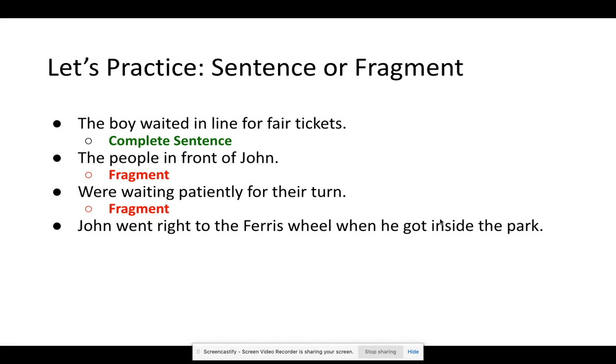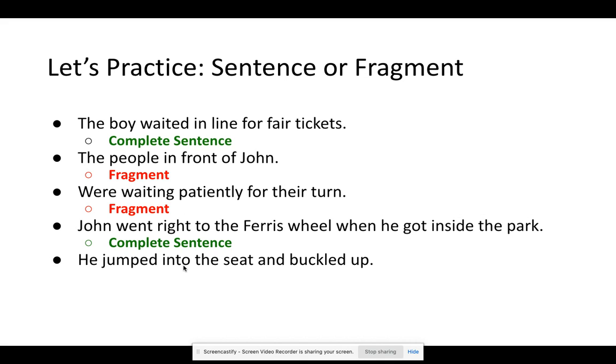John went right to the Ferris wheel when he got inside the park. Is that a sentence or a fragment? That's right. It's a complete sentence because the subject is John and went right to the Ferris wheel when he got inside the park is the predicate.